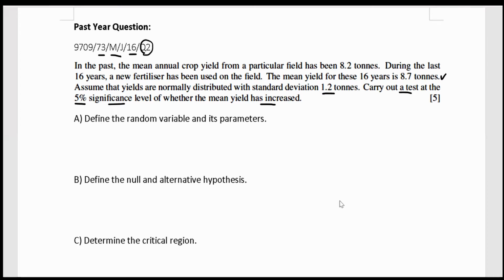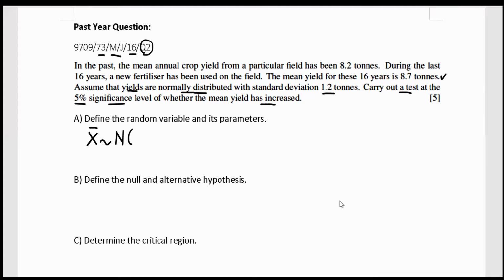Okay, so these are the questions here. Now, first step, we try to define the random variable and its parameters. So what random variable do we have here? We are looking at the sample mean, right? The mean yield. Since we are talking about the sample mean, it is following a normal distribution because the yields are normally distributed. Then the sample mean of the yields is also normally distributed.